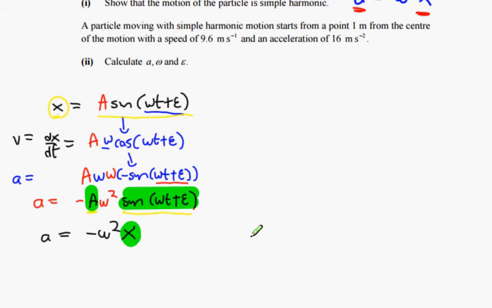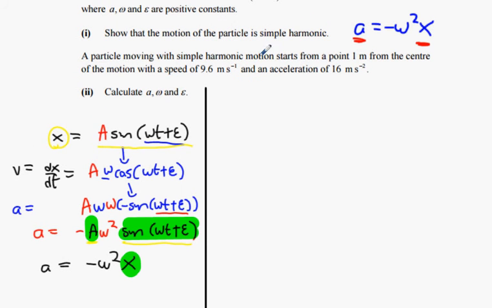Alright? Now, what we're going to do next, guys, is a nice question. Next question: a particle moving with simple harmonic motion starts at t equals 0 from a point 1 meter from the center, x equals 1, with a speed of 9.6 and an acceleration value of 16. Now, where to even begin with this, okay?